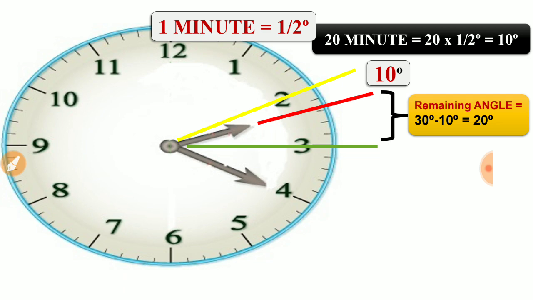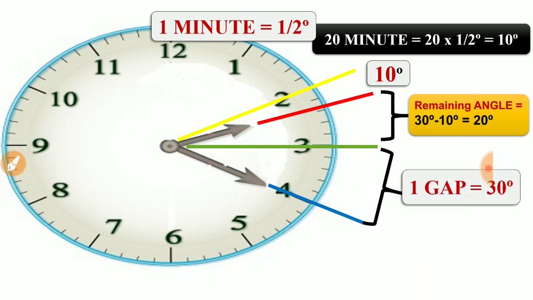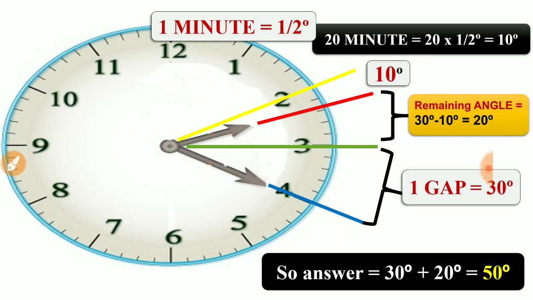Now the next step: what is the angle between 3 and 4? That is one gap. One gap, definitely we know, is 30 degree. If one gap is 30 degree and the rest is 20, what is the final answer? The answer is 30 plus 20, it is 50. So 50 degree is the angle between the hour hand and the minute hand if the time is 2:20.